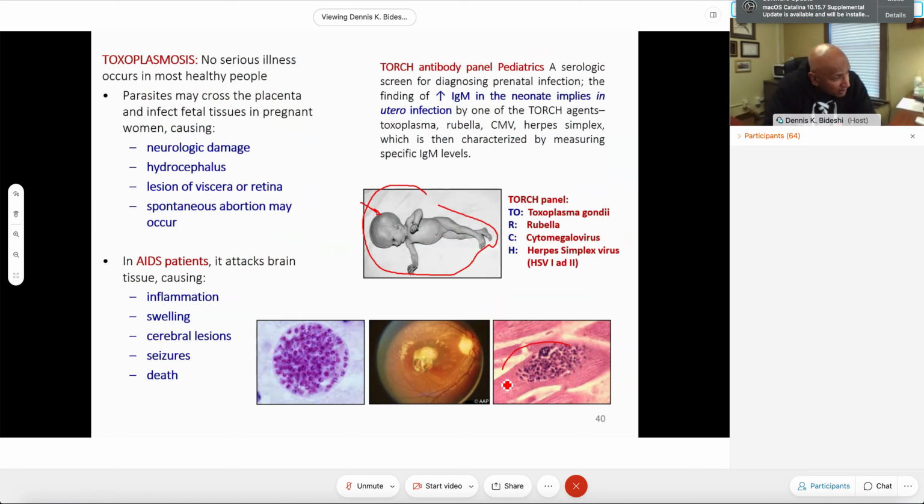There's a parasite growing in muscle. By the way, this is cardiac muscle. You can actually see that. I can't even tell you whether that's skeletal muscle or cardiac muscle.